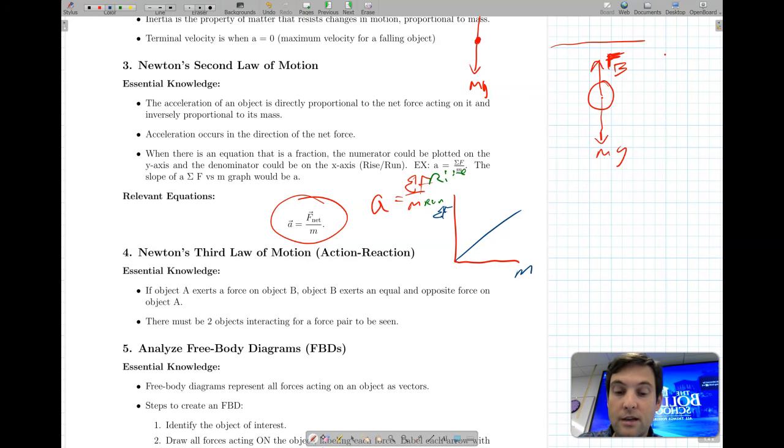Newton's third law of motion: if object A exerts a force on object B, object B exerts a force on object A. I don't know if I copied and pasted this or messed up typing. Probably copied and pasted because I don't use this phrasing. Same magnitude and type, and opposite direction.